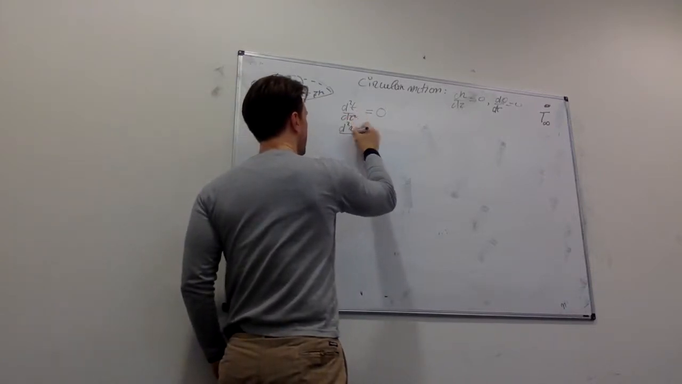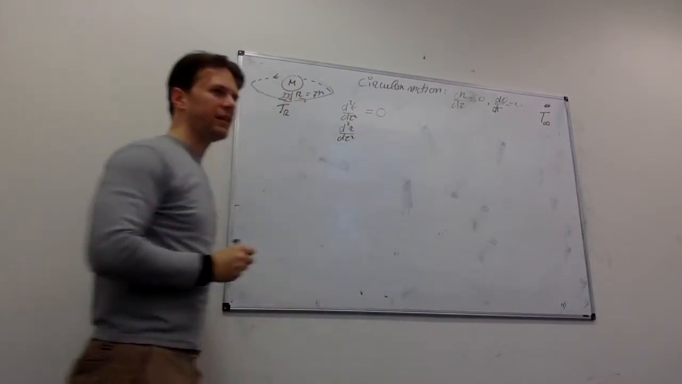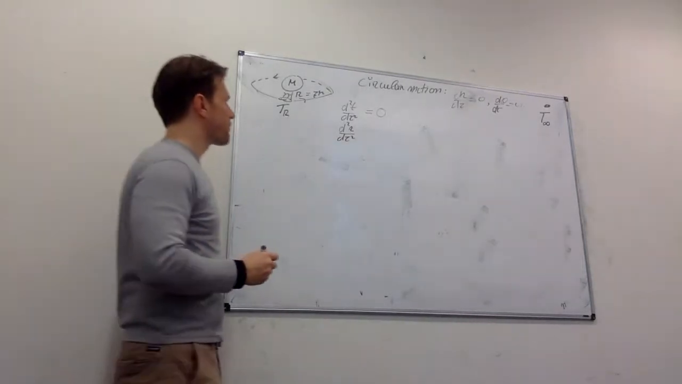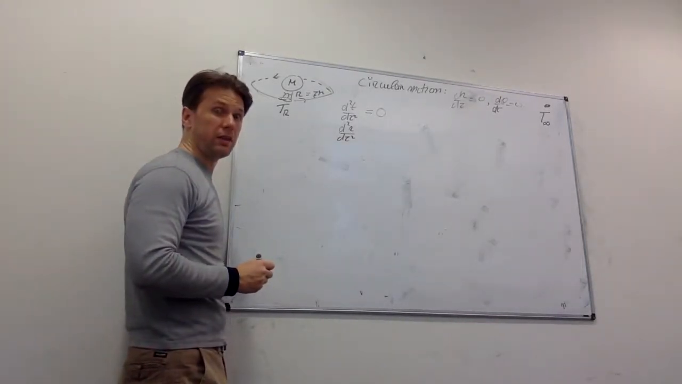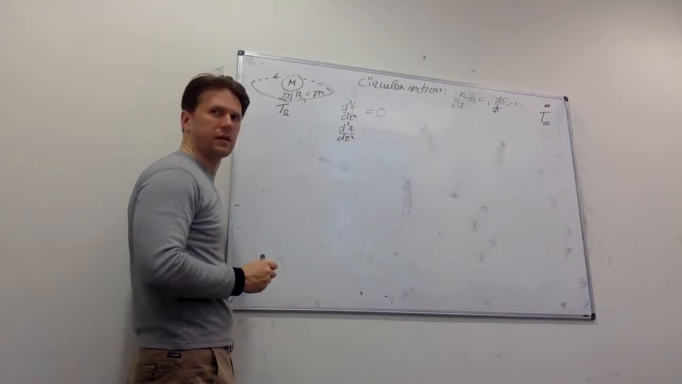I'm sure there's a geodesic equation for d-squared r. Yeah, that's the only one. The other ones are zero. All of them are zero. Oh, really? Okay.